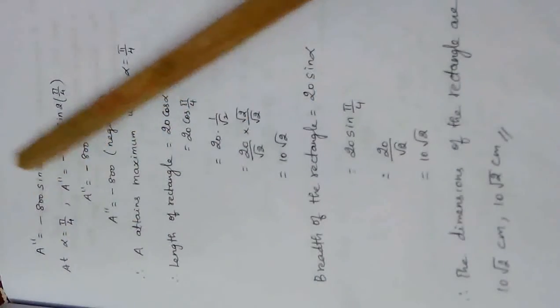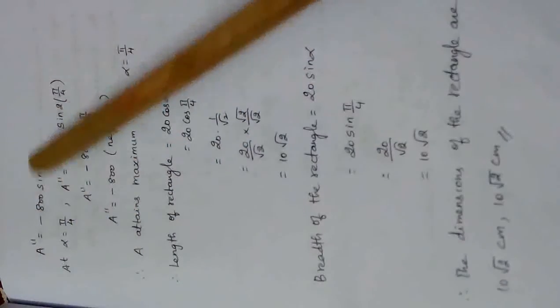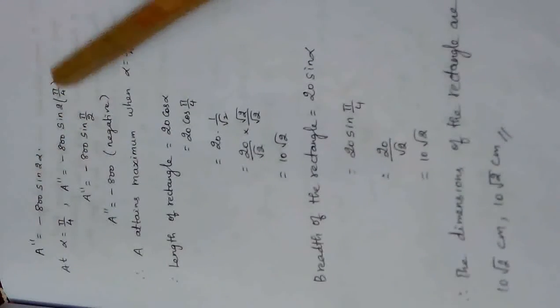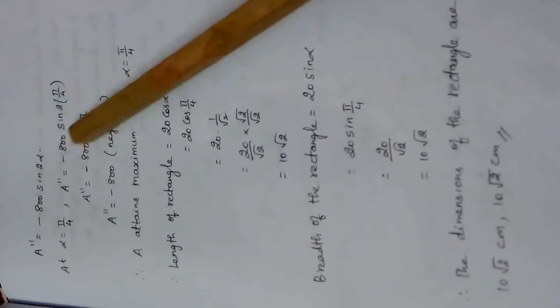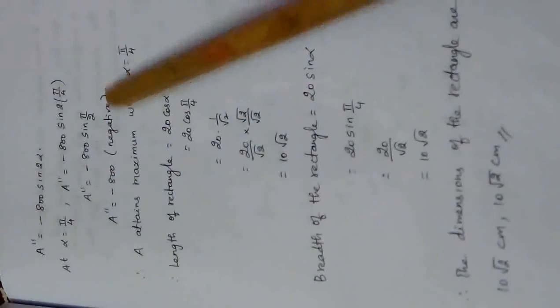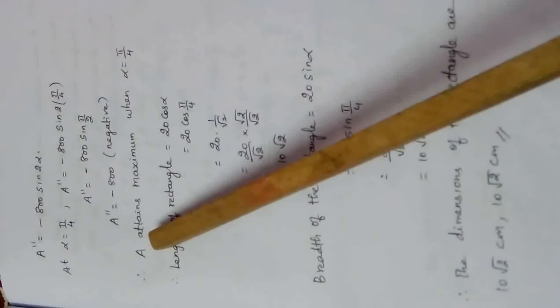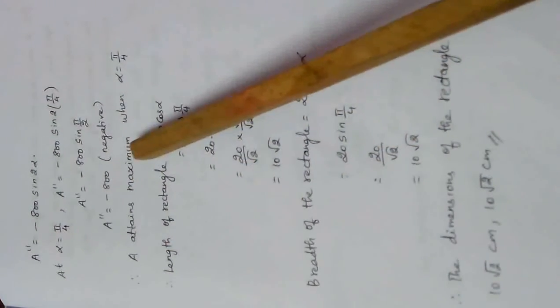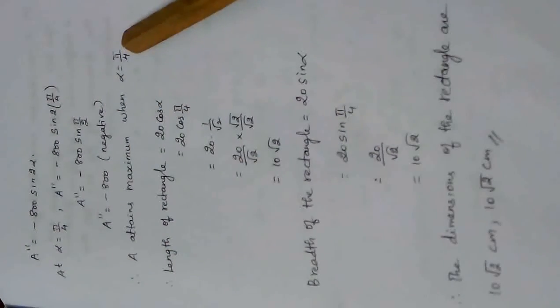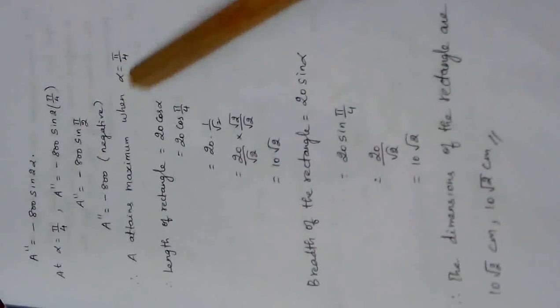Substitute the critical number here. What is the critical number? Alpha equals pi by 4. So A double dash equals minus 800 sin 2, and in place of alpha, pi by 4. Cancelling, 2 and 4 becomes sin pi by 2, which is 1. So minus 800, which is a negative number. When it is negative, we write that the area function A attains maximum when alpha equals pi by 4. So when the angle is pi by 4 only, the area of the rectangle will be maximum.